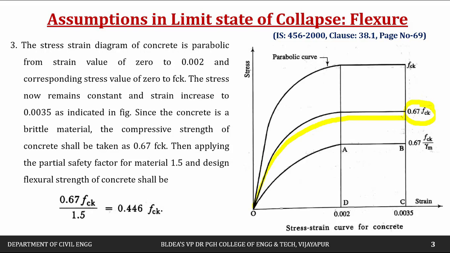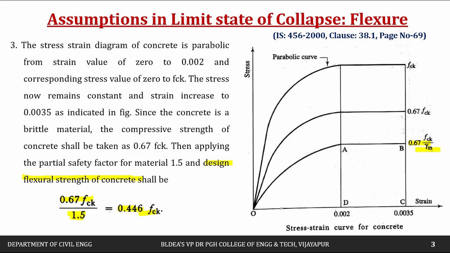Then, to get the design flexural strength of the concrete, we apply a partial safety factor: 0.67 fck divided by gamma m. The partial safety factor for concrete is 1.5. If you simplify, you will get 0.446 fck. So this will be the design flexural strength of the concrete.